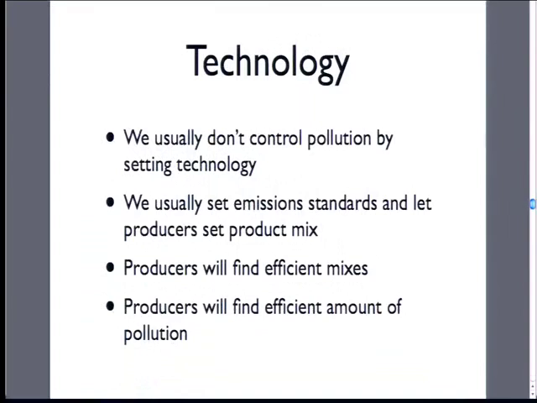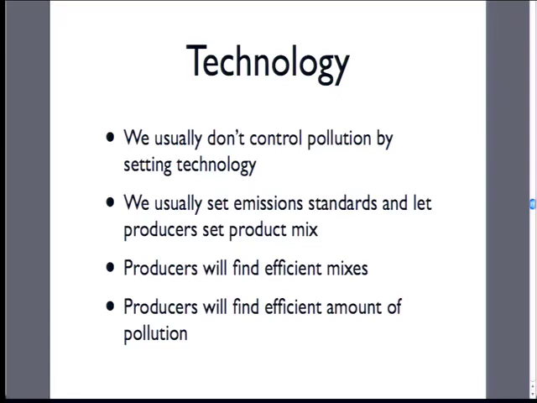We don't usually control pollution by saying what technology we're going to use. We don't usually go onto the farm and say, okay, you lettuce farmer, this is how much water you're going to use. A lot of times with pollution, we say, this is how much pollution we're going to allow to come off of your farm or out of your factory. We think that the producers can pick their efficient combinations.